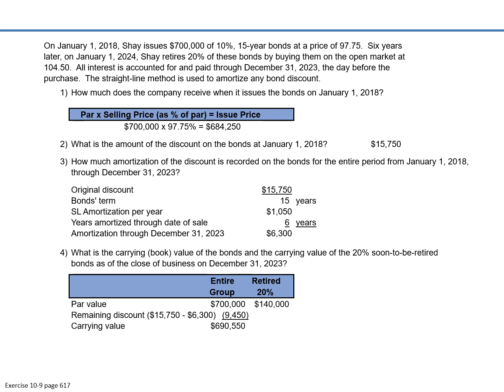We're going to retire 20%. 700,000 times 20% is 140,000. Remaining discounts, 20% of 9,450 is 1,890. So we have a retired total carrying value of 138,110.